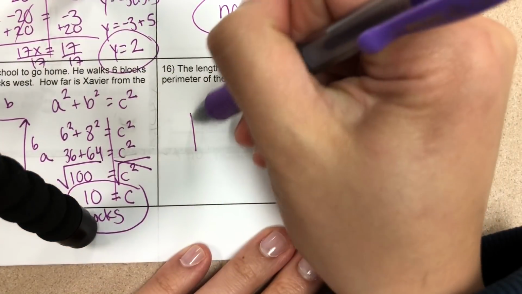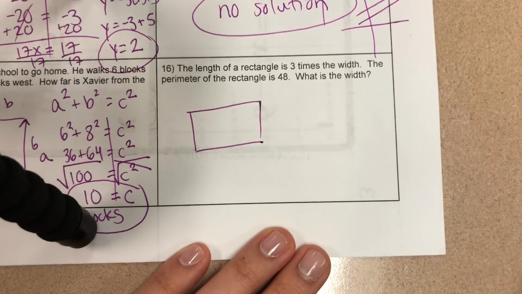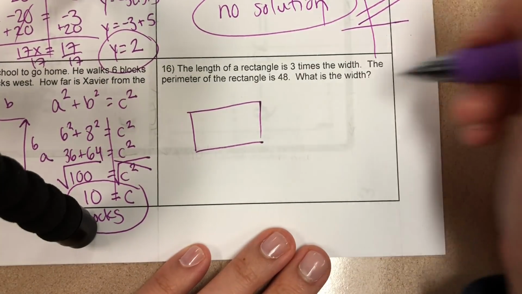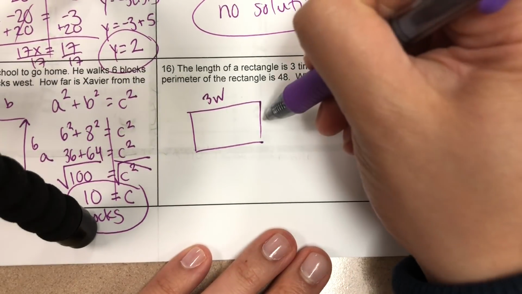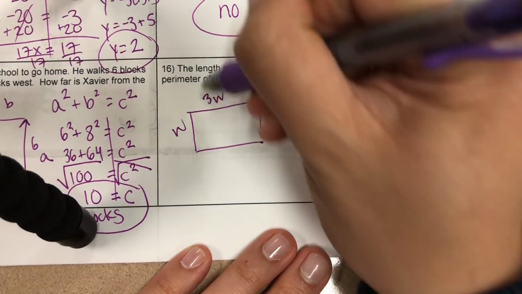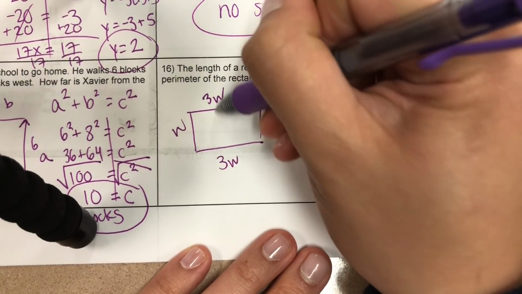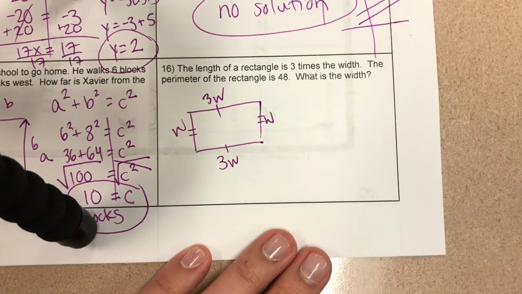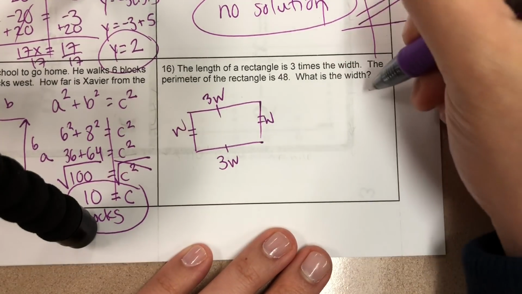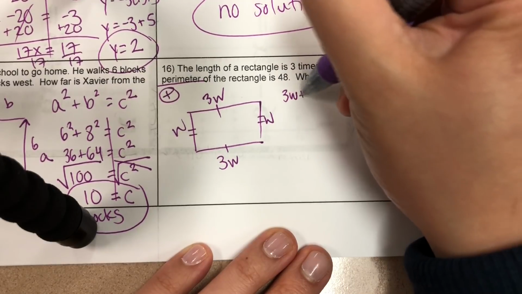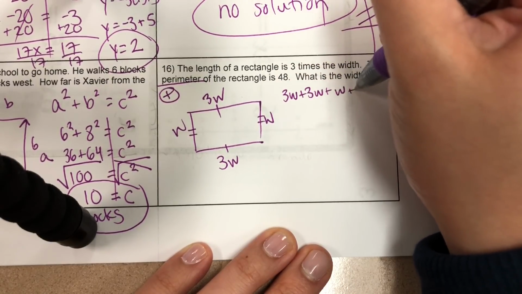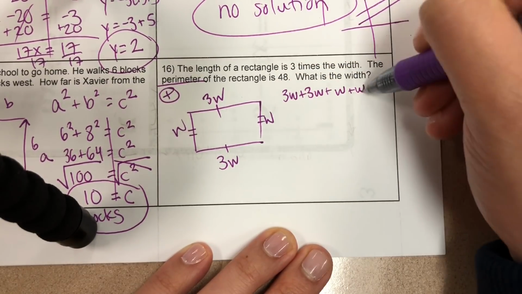I'm dealing with a rectangle. I always like to draw my picture. The length is 3 times the width, so I'm just going to put 3w. The perimeter is 48, so I know if this is the length, this is the width, and then the opposite sides are congruent. If the perimeter is 48, perimeter means I'm adding them up. 3w plus 3w plus w plus w equals 48.